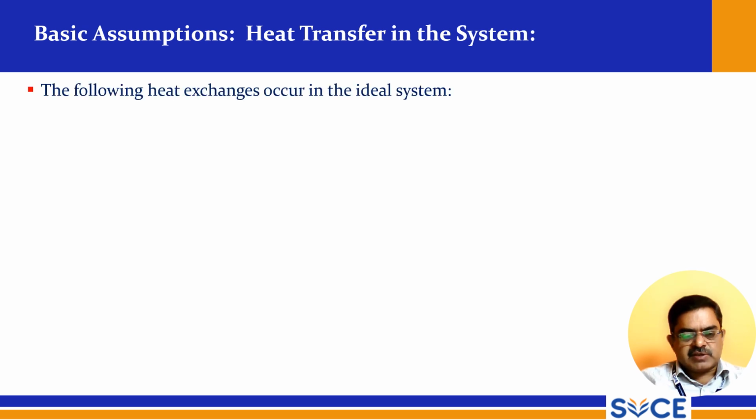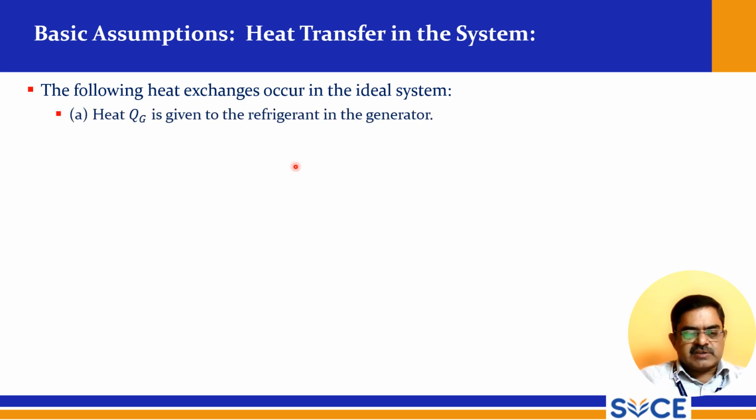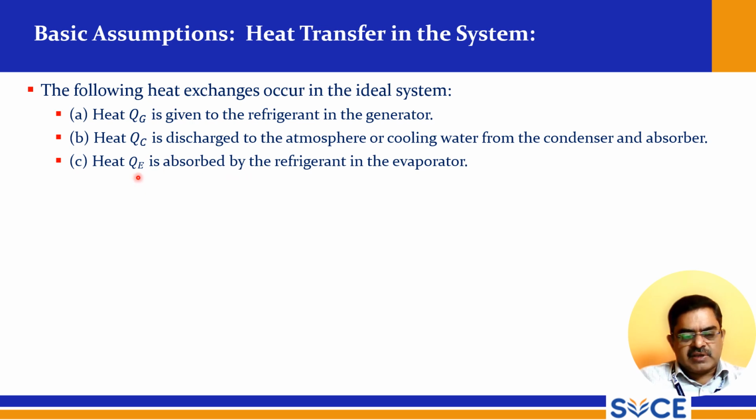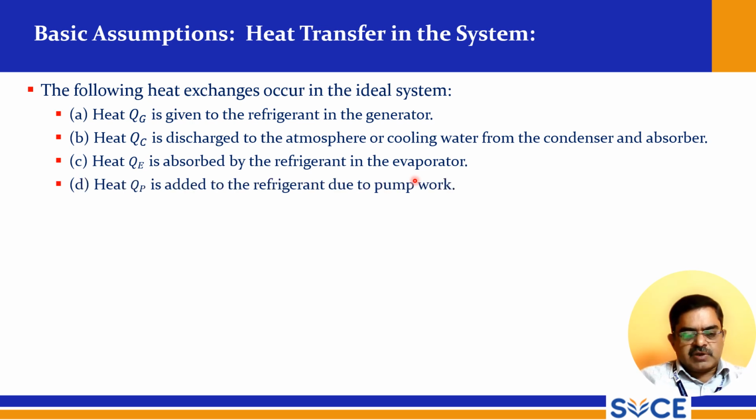So, basic assumptions, heat transfer in the system. The following heat exchanges occur in the ideal system. Heat Qg is given to the refrigerant in the generator. Heat Qc is discharged to the atmosphere or cooling water from the condenser and absorber. Qe is the heat absorbed by the refrigerant in the evaporator, and Qp is the heat added to the refrigerant due to pump work.